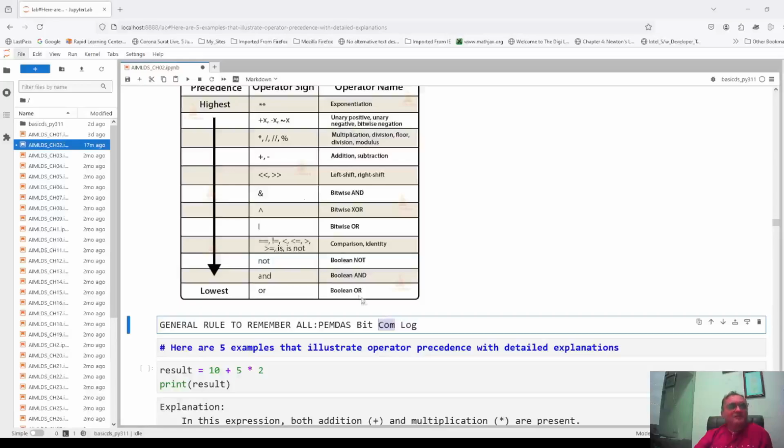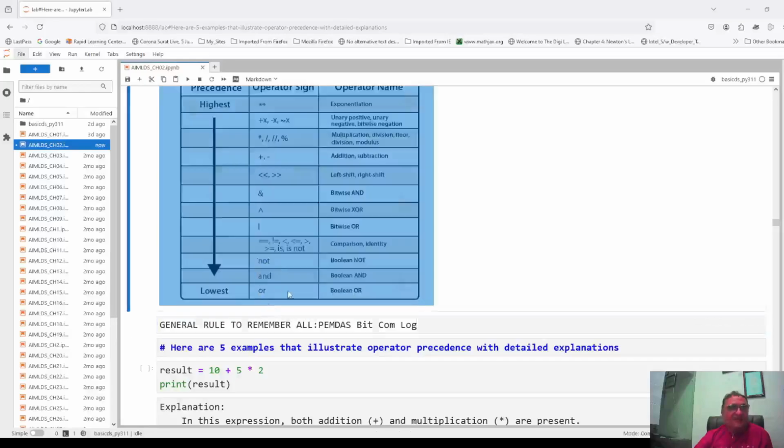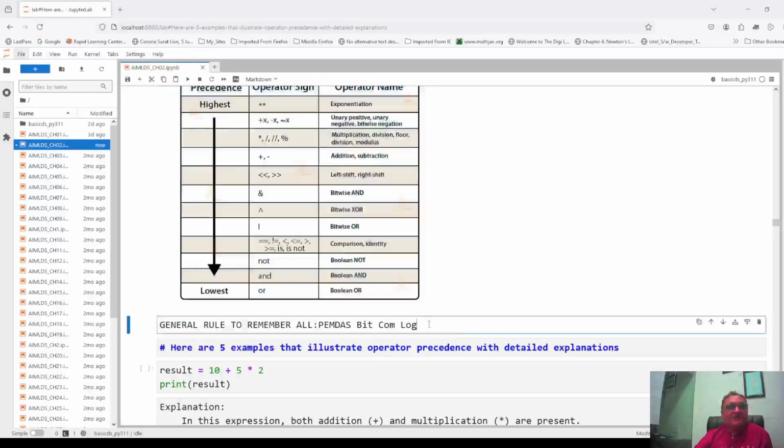Then comparison operators. These are all comparison operators. Then logical operators. These are all logical operators, that is not, and, or. That is boolean not, boolean and, boolean or.